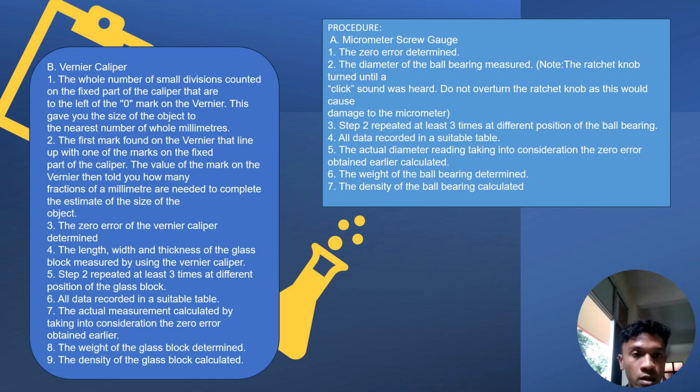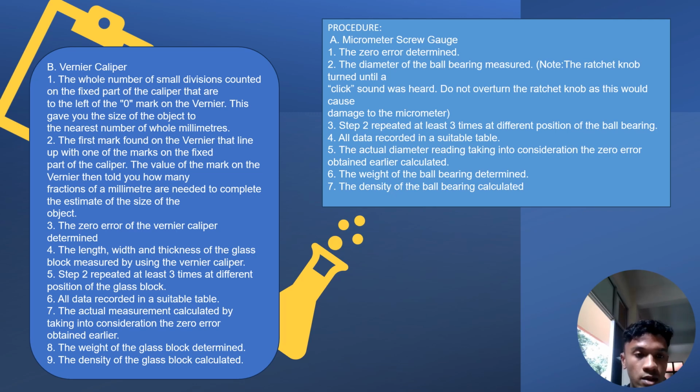Number 2, the first mark found on the vernier that line up with one of the marks on the fixed part of the caliper. The value of the mark on the vernier then told you how many fractions of a millimeter are needed to complete the estimate of the size of the object. Number 3, the zero error of the vernier caliper determined. Number 4, the length, width and thickness of the glass block measured by using the vernier caliper. Number 5, step 2 repeated at least 3 times at different positions of the glass block.